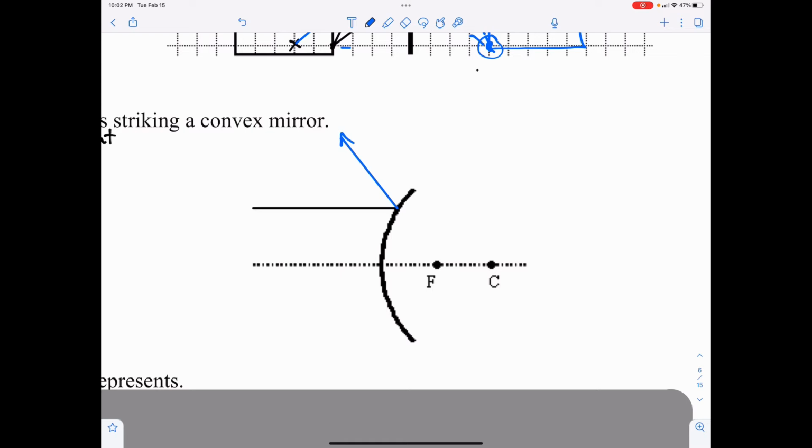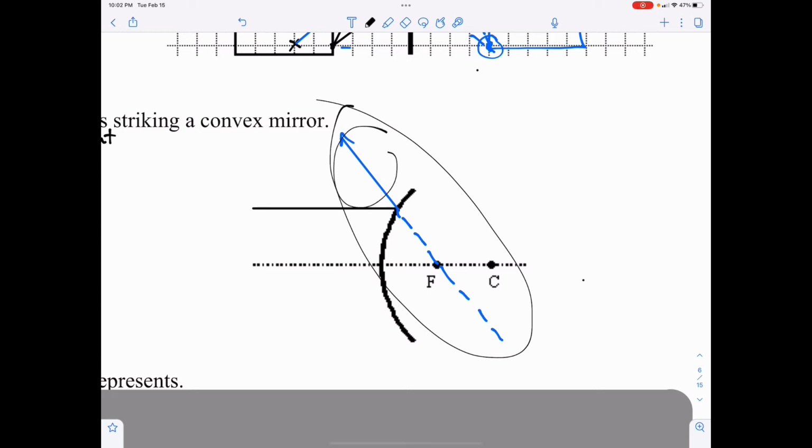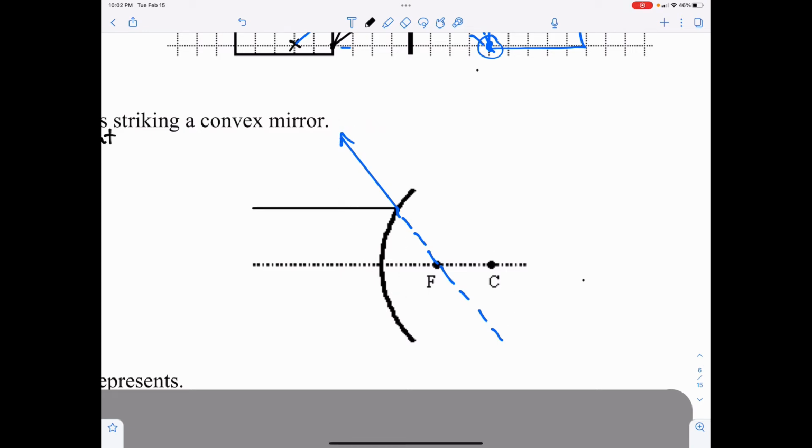It'll come off at that angle such that the back ray extends back through the focal point. Okay. Again, if we drew a tangent line here at that point, and then here's the normal, theta 1 equals theta r, the law of reflection is intact. The easiest way to do this, though, is just find where the focal point is and make sure that your reflecting ray lines up with your back ray through the focal point.